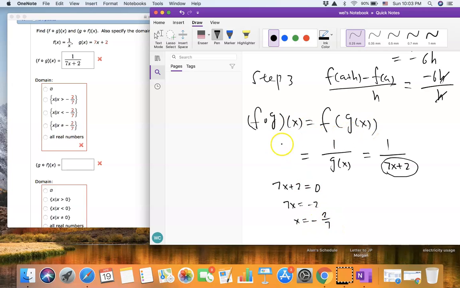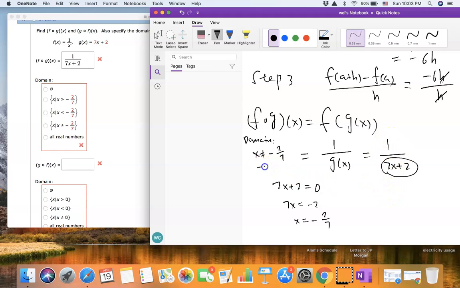So the domain of this composite function will be every number except -2 over 7. Because when x equals -2 over 7, the denominator will be 0. And if the denominator is 0, we know 1 over 0 is undefined.